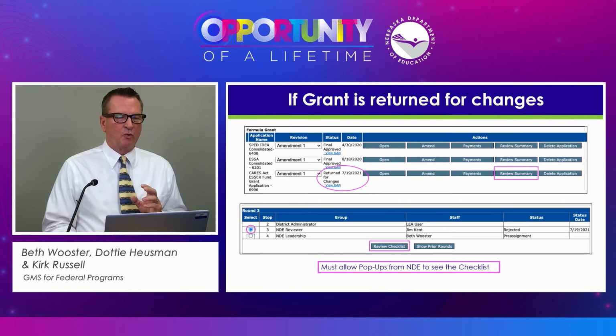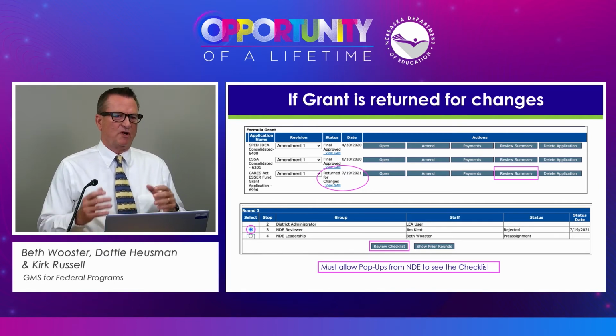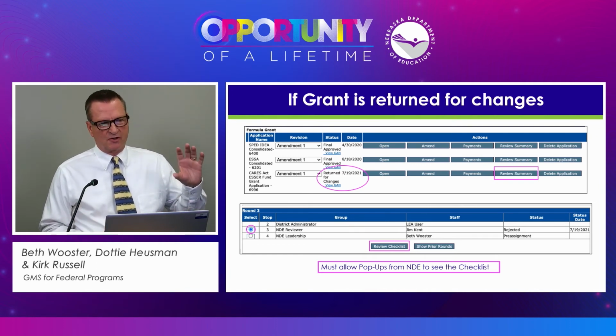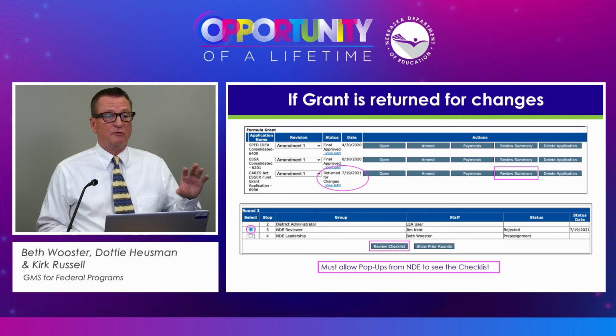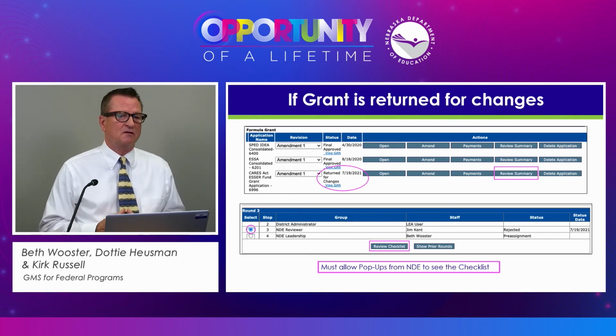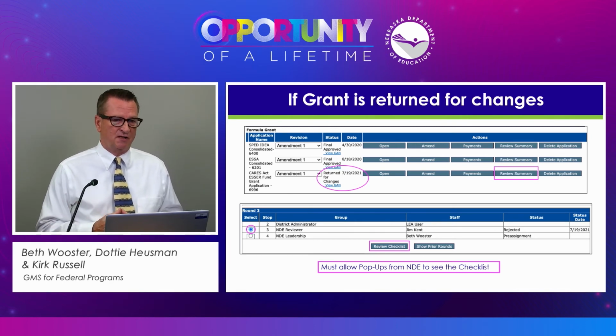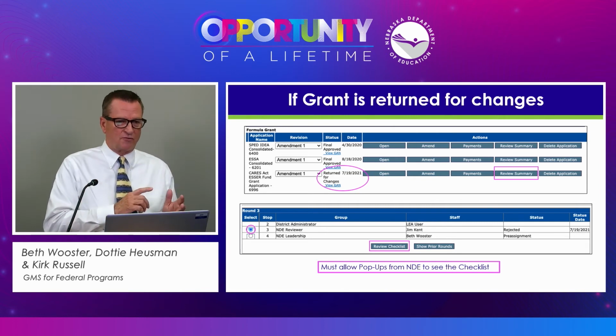And once you do check on the review summary, the picture at the bottom of this slide shows you can see who the NDE reviewer is. In this case, it's Jim Kent. He rejected it on 7/19, and then move your cursor and go to the review checklist. Make sure you have your pop-ups on.